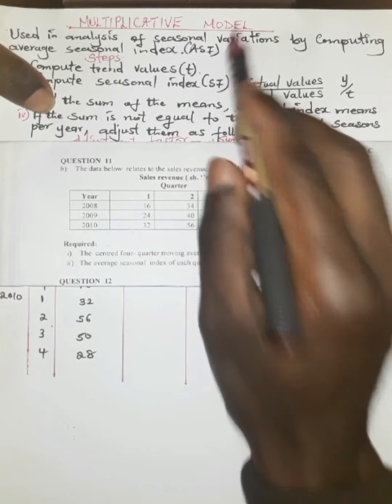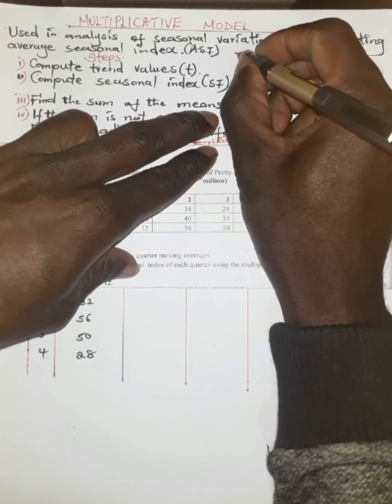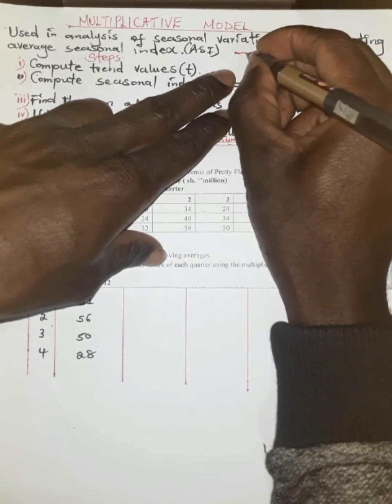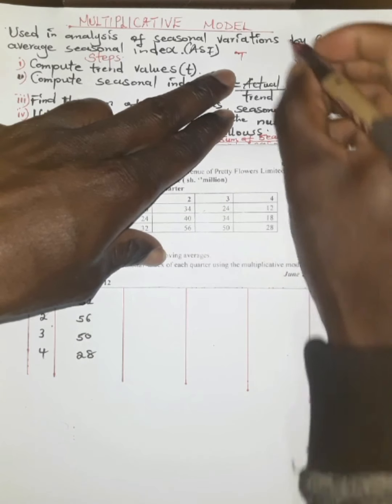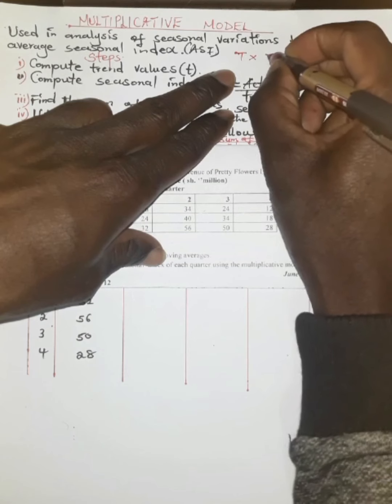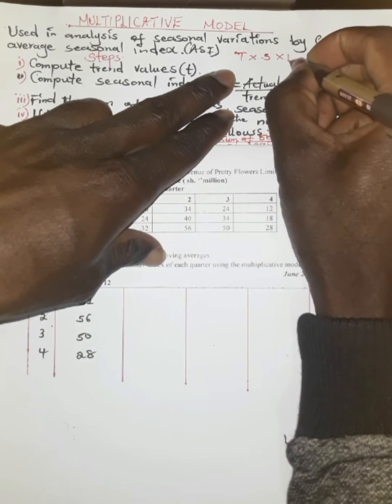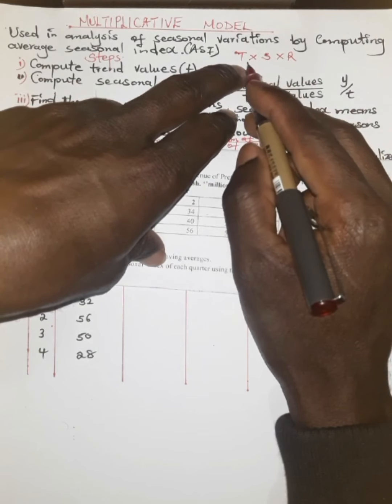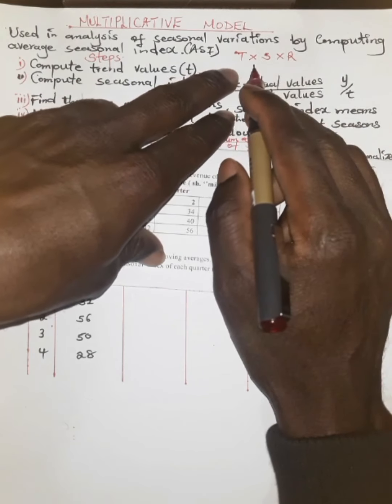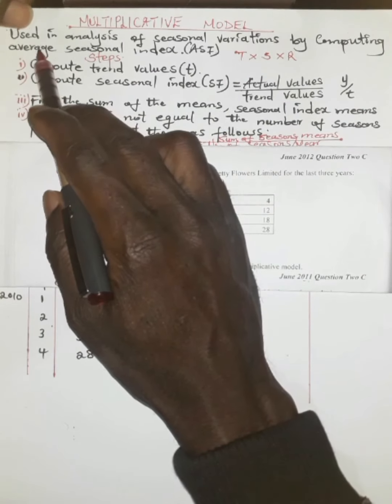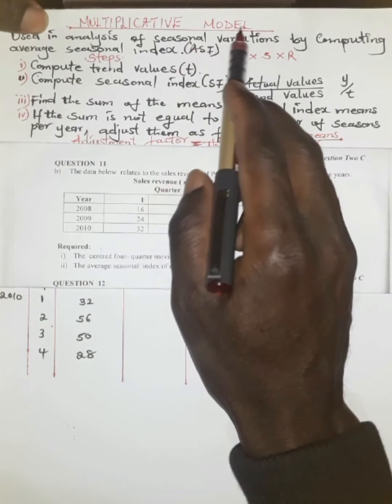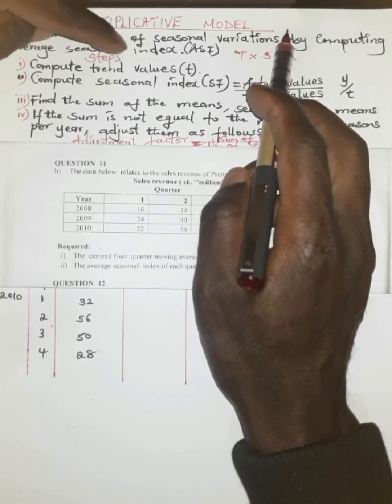Now, when we talk about the additive model, we talk about a model that factors in components of the trend series, components of the seasonal variations and components of the random variations. In other words, it is a type of model that looks into these particular variations which are dependent on each other. To be more elaborate, it is used in analyzing seasonal variations by computing the average seasonal index.